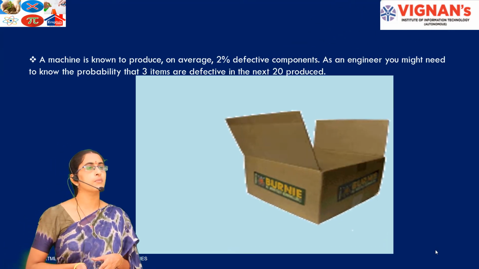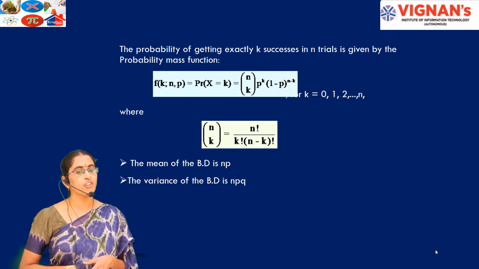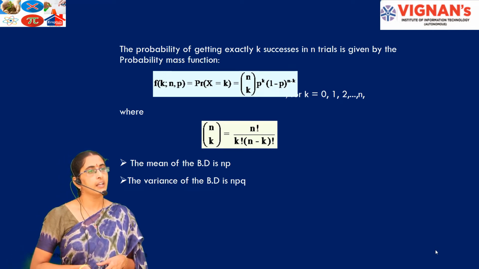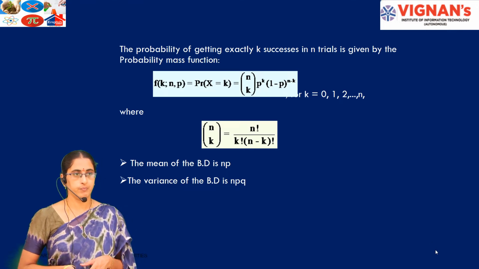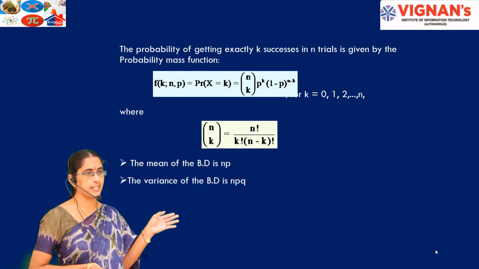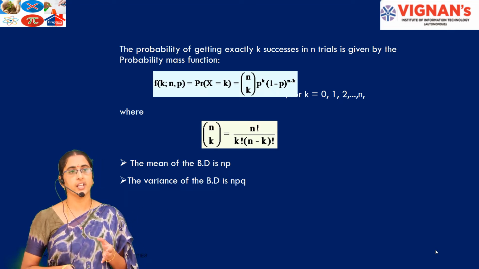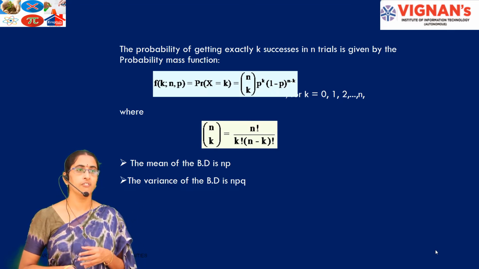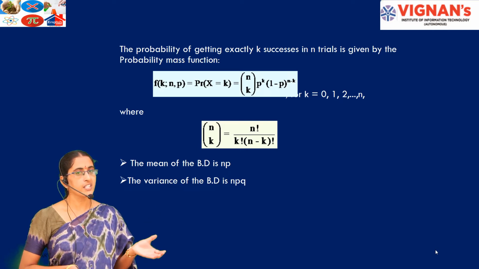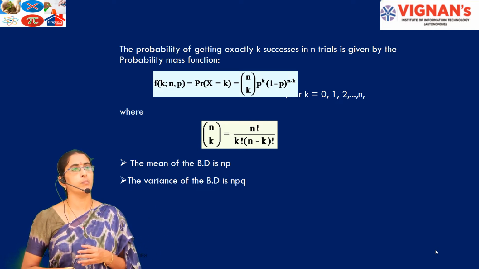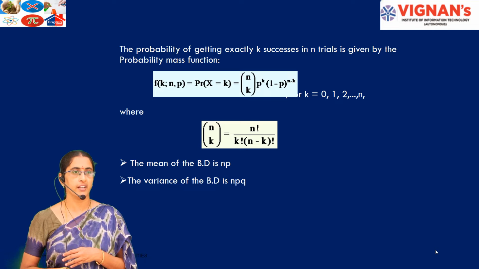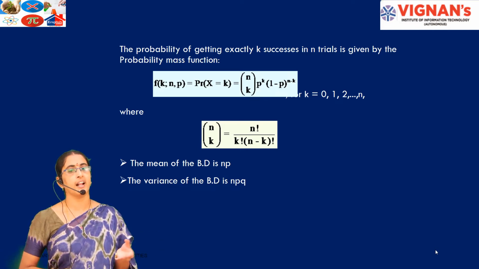The probability mass function of the binomial distribution is nCk times p^k times q^(n-k), right? But here I have given it as (1-p). Why? Because if p represents the probability of success, then q represents the probability of failure, and the probability of success plus the probability of failure is always equal to 1. That is why q can be written as 1-p.